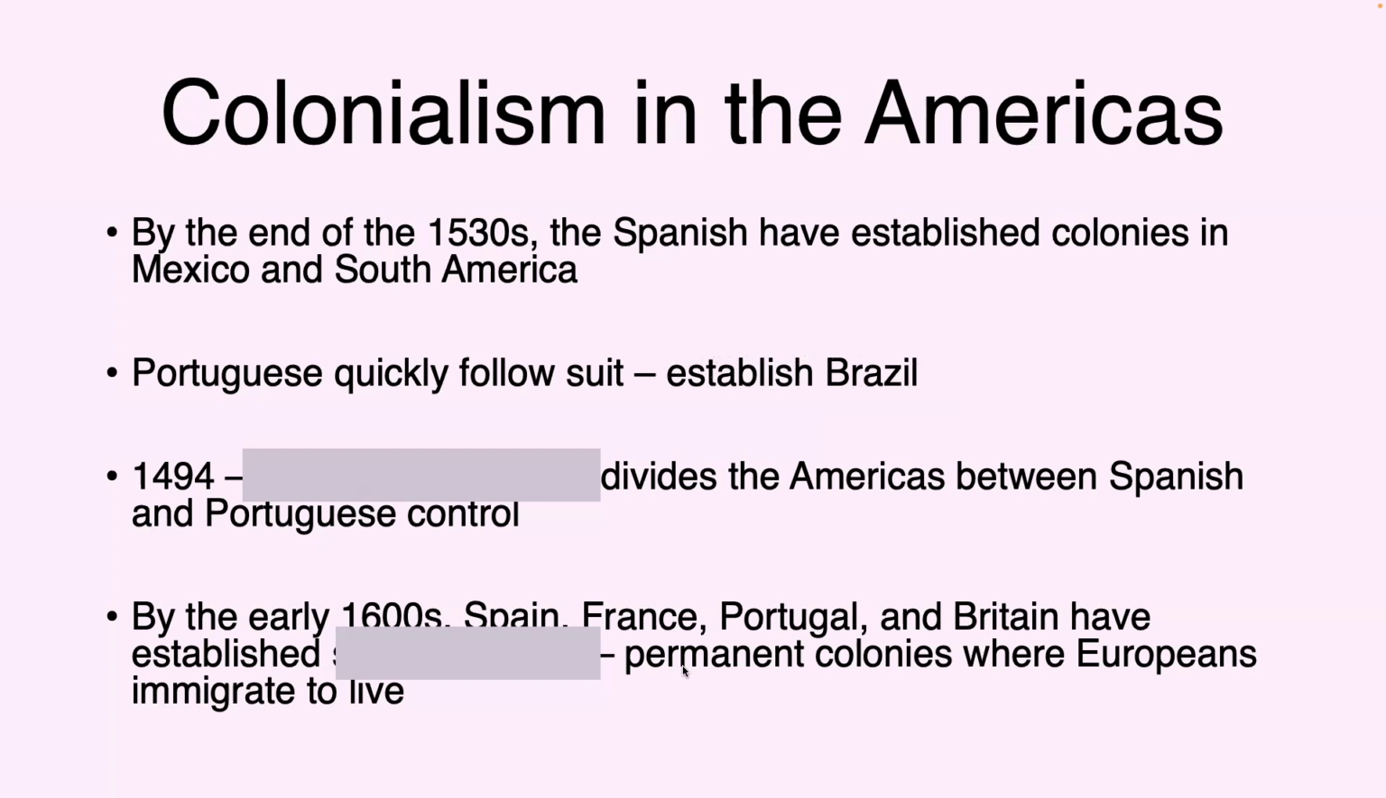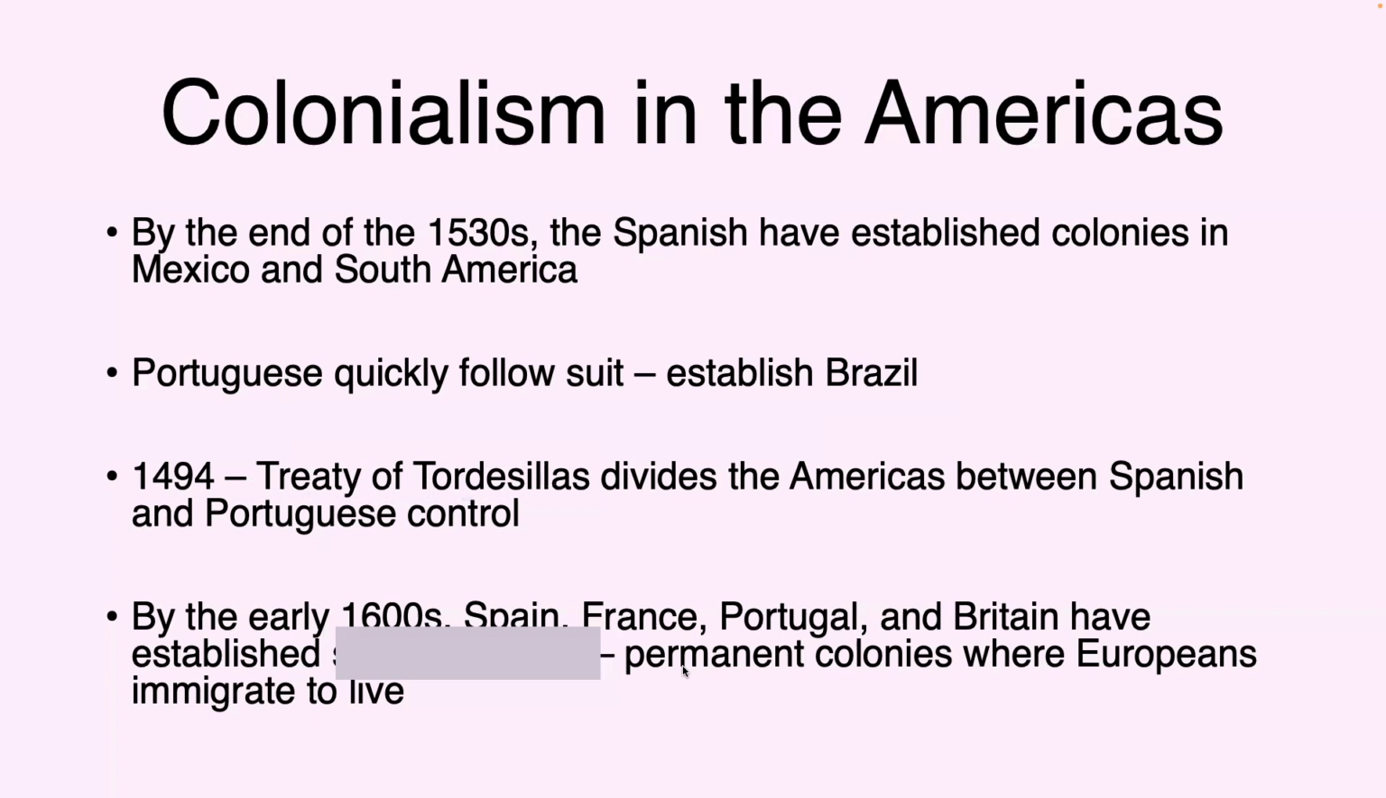Obviously, this creates some tensions between Portugal and Spain as to who the Americas, quote unquote, belong to, right? This is very much a debate going on in Europe. Obviously, indigenous communities in the Americas are not being brought into these discussions. So it is a very European discussion of who the Americas belong to. And in 1494, the Pope issues the Treaty of Tordesillas, which divides the Americas between Spanish and Portuguese control.